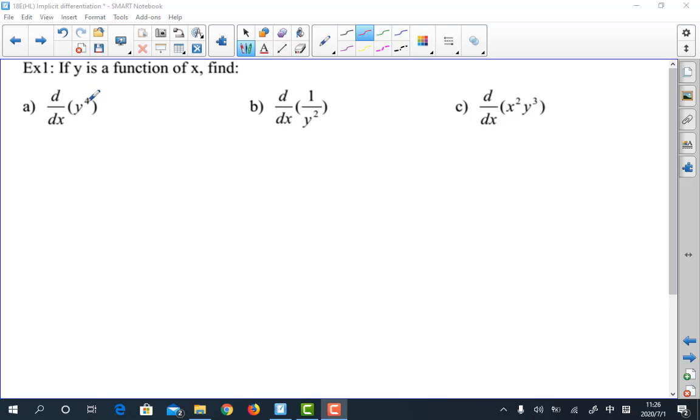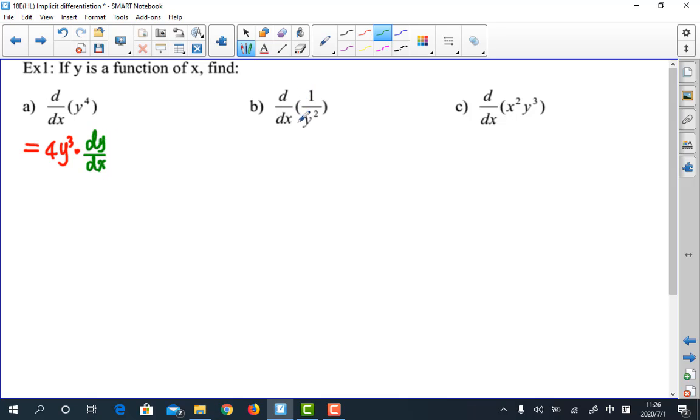So y to the power 4, the outside, 4y cubed. Then the inside, differentiate the base y, should be times dy over dx. Don't put down y prime. Put down dy over dx. This is the preferred notation for implicit differentiation.